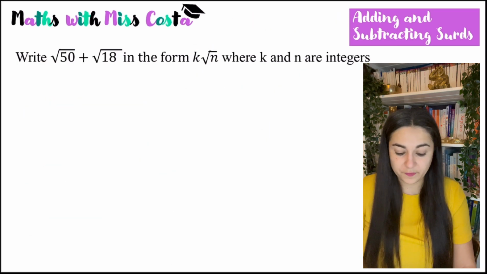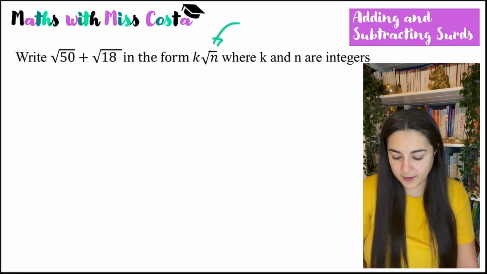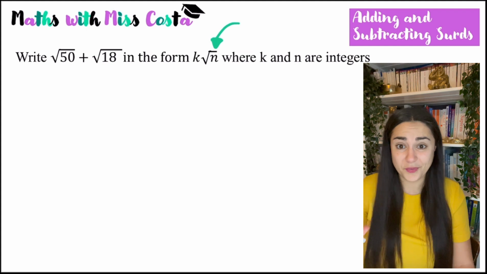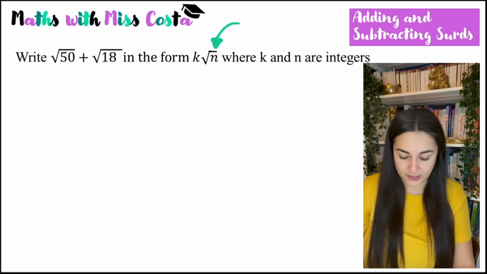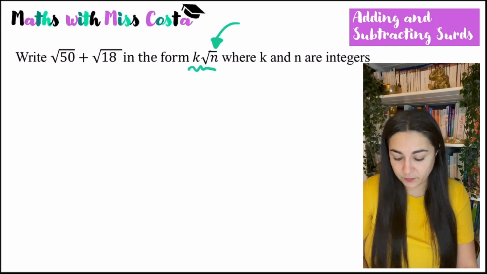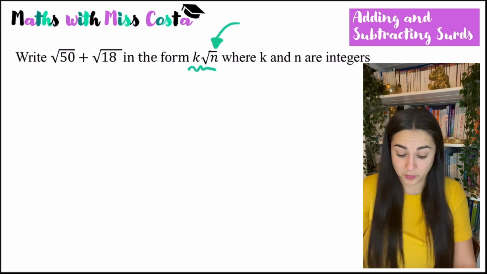We've got root 50 plus root 18 in the form k root n. A lot of people just don't like this language. They're like, I don't know what it's asking me, so I'm just going to ignore it. Don't do that. Just do what you think you might have to do. It's going to generally be simplifying it. And also k root n, all that means is something to the root of something. You just don't know what that number is.